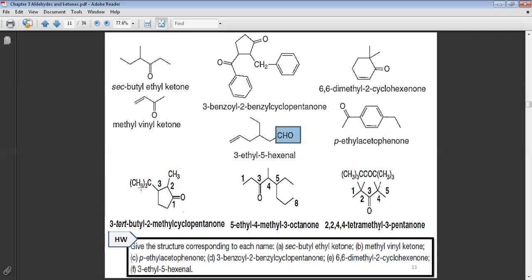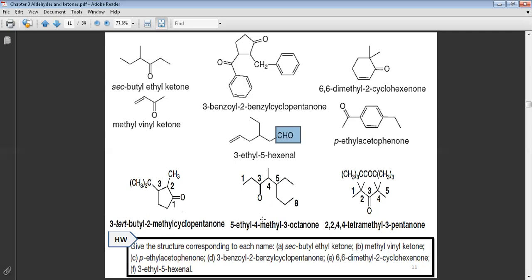1, 2, 3, not 1, 2, 3, 4. That means on carbon number 3 we have a tertiary butyl, 3-tert-butyl-2-methylcyclopentanone. Next, counting 1, 2, 3, 4, 5, 6, 7, 8, it will be 5-ethyl. Yes, here we have ethyl.